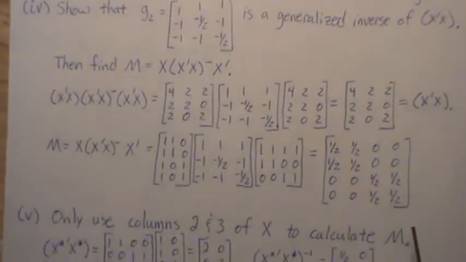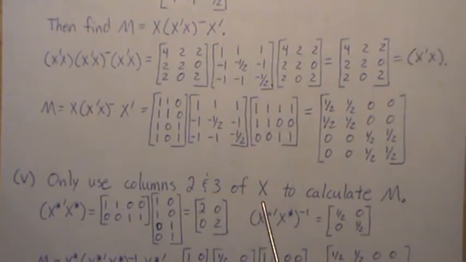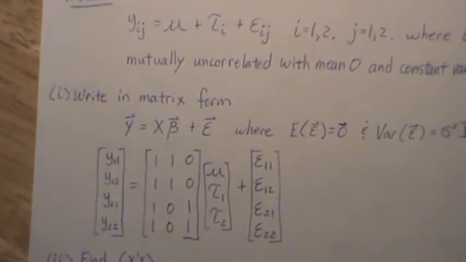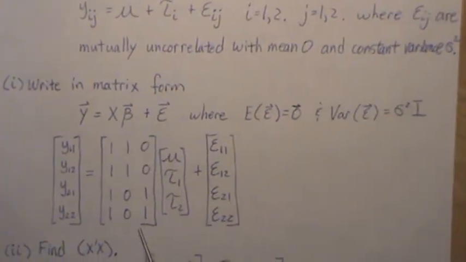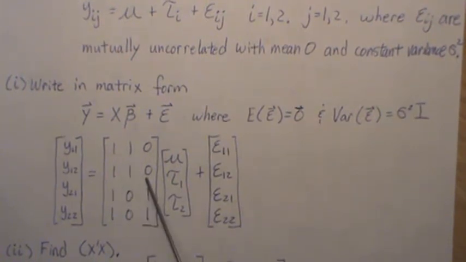So now let's do another example. Let's only use columns 2 and 3 of the design matrix X to calculate M. I'm going to flash it back here. So here's the original model, and we're only going to use these two columns. Now notice that column 2 plus column 3 is column 1, so it's kind of redundant. So let's just use these two columns.